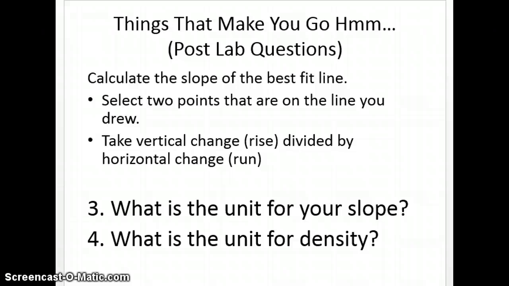You need to say, what is the unit for that slope? Second one is, what's the unit for density? That's just from class and what you've done in the past.